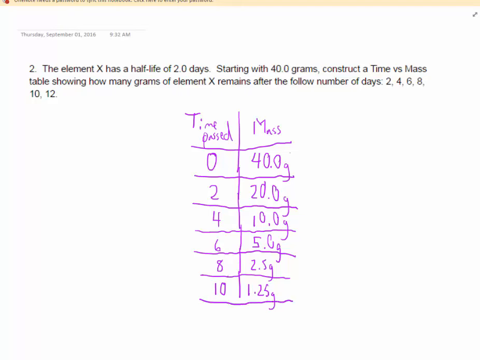And finally, one more half-life goes by, which puts us at 12 days, and our mass gets cut in half, and we end up with 0.625 grams of that element X remaining. Okay, that's number 2.